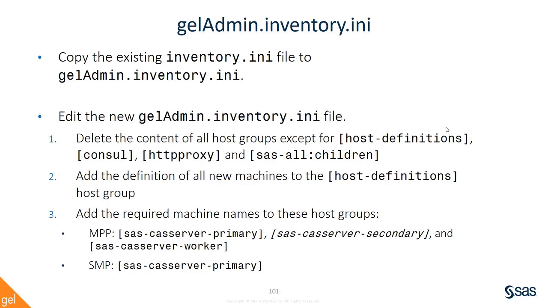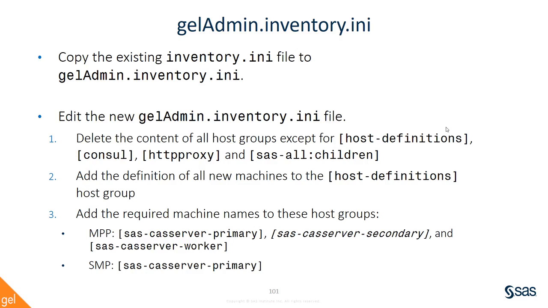So generally speaking, if I'm going to deploy just a CAS server, I can get rid of almost everything else. There are a few things that I need to leave in there. For example, host definitions, I need to know the name of the machine. And also, down there on bullet number 3, I need to specify the role in the CAS environment that the machines are going to play.